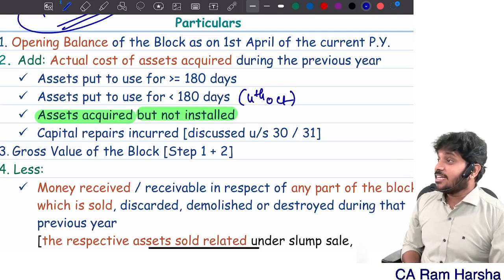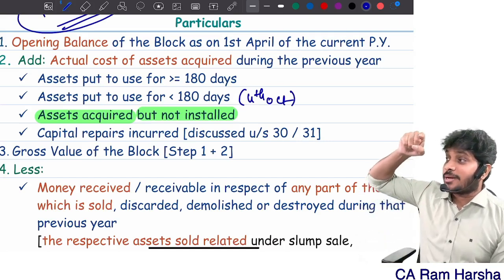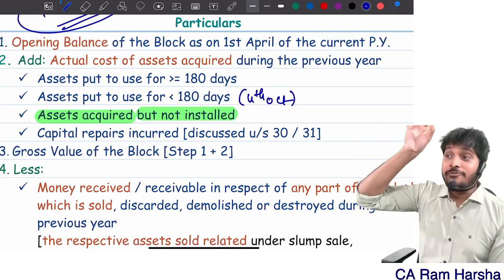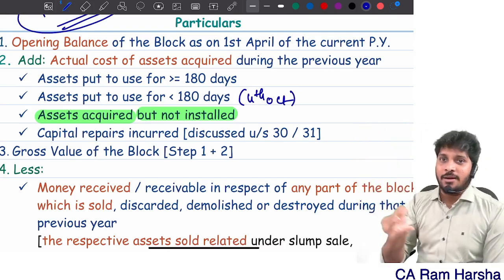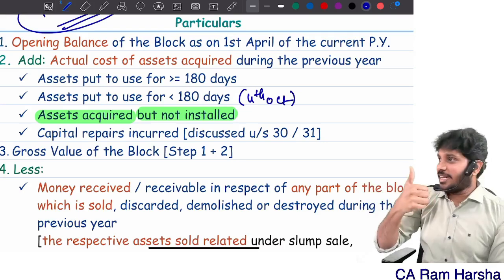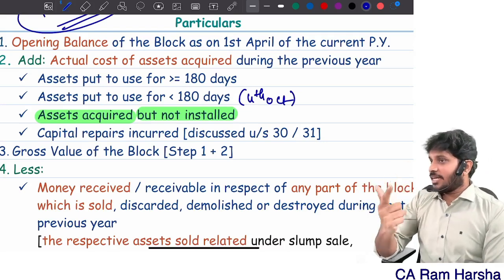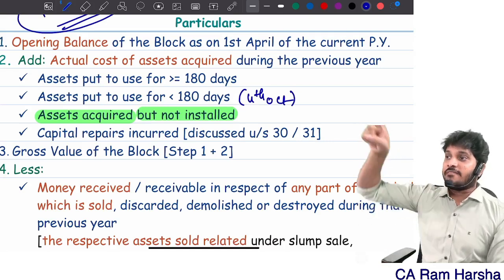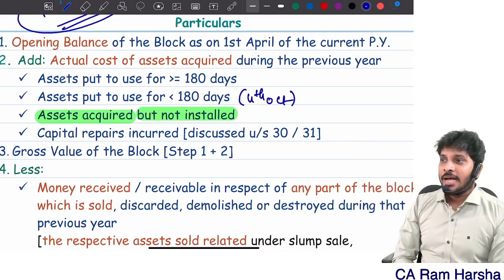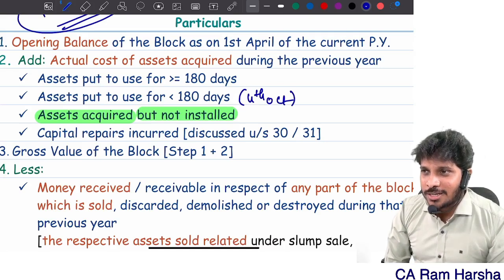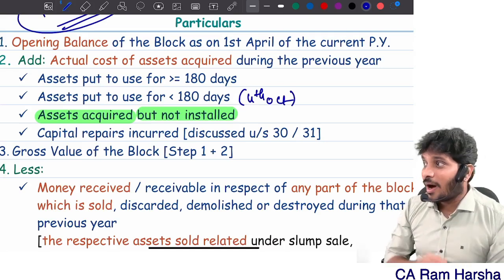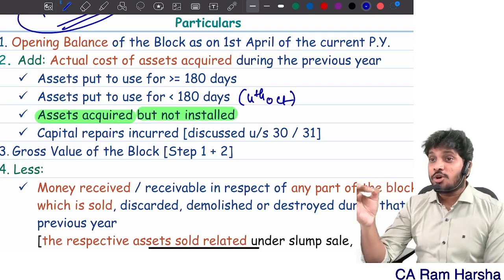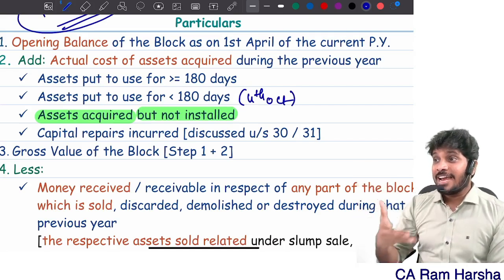Indirectly, if I install on October 3rd, see, very simple. October 4th onwards, if I install, what will happen? October 4th I installed, means 28 days I used. November 30, December 31, January 31, February 28, March 31, 179 days. If I install it on October 3rd, 180 days it will come. If I install it on October 2nd, 181 days.